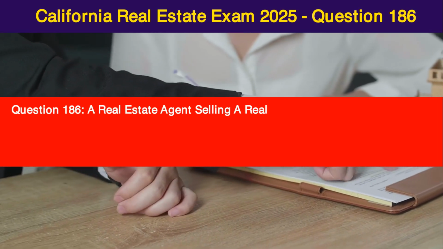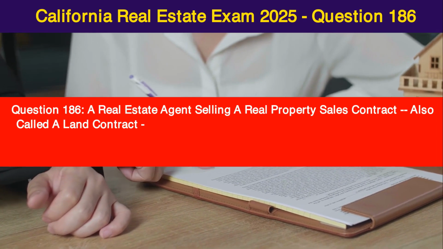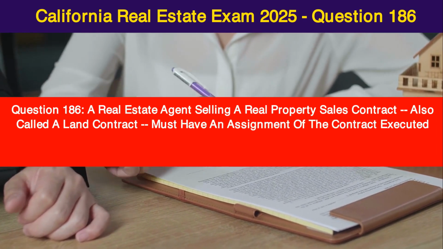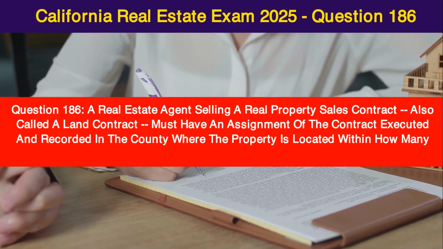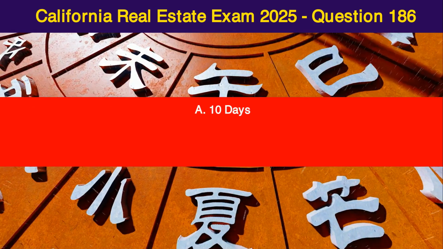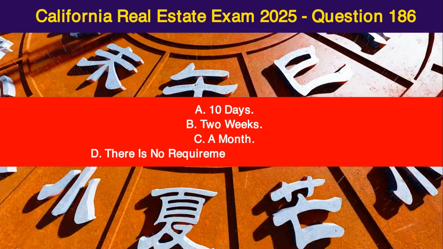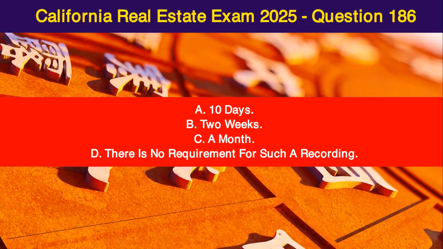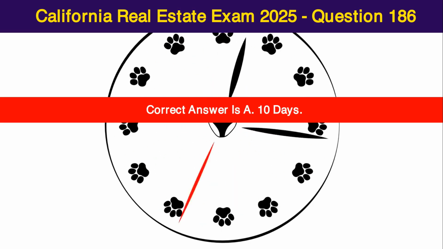Question 186. A real estate agent selling a real property sales contract, also called a land contract, must have an assignment of the contract executed and recorded in the county where the property is located within how many days after escrow is closed? A. 10 days. B. 2 weeks. C. A month. D. There is no requirement for such a recording. Correct answer is A. 10 days.